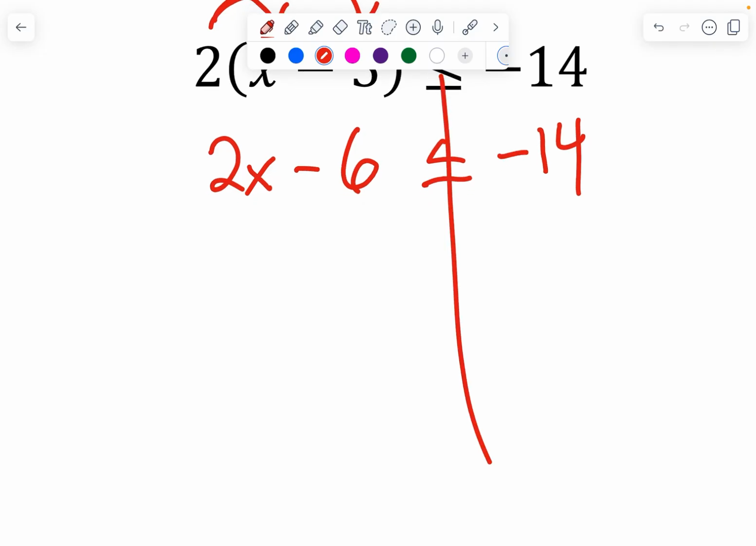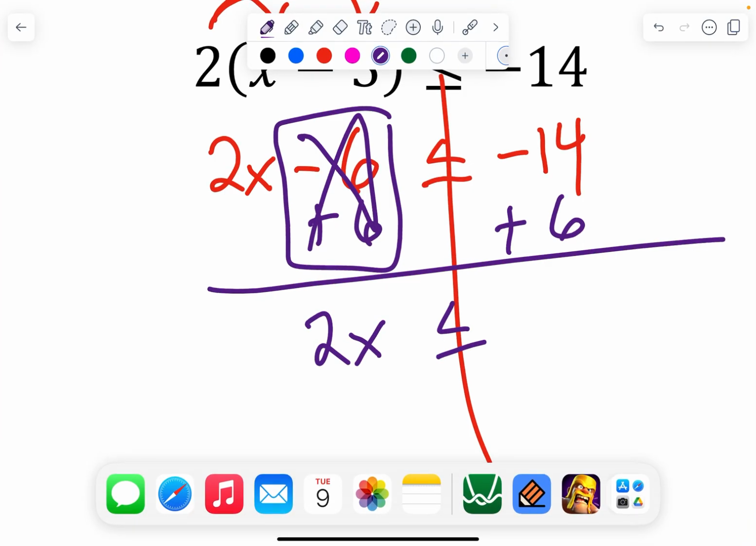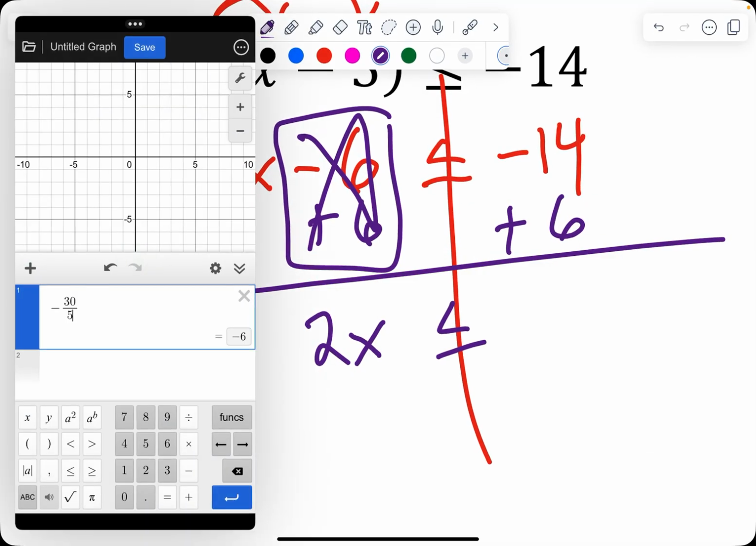All right, well, hey, can't combine the 6 with the 2x, so might as well start moving things. So I got 2x. Oops. And then negative 8.